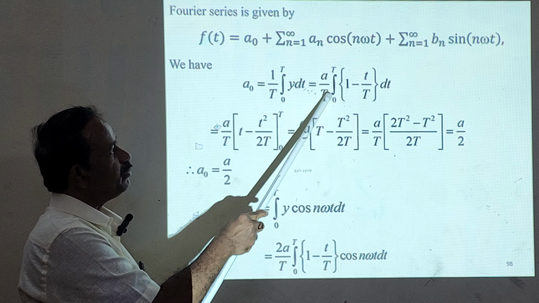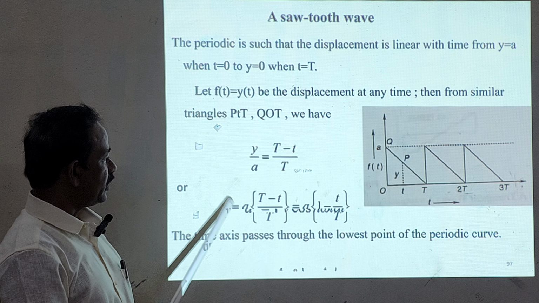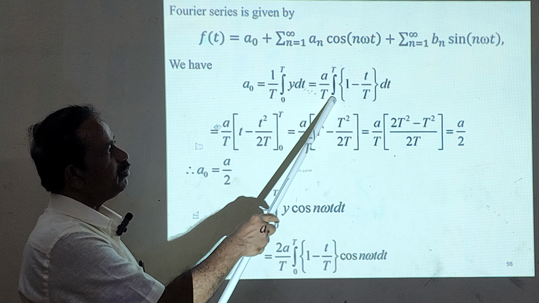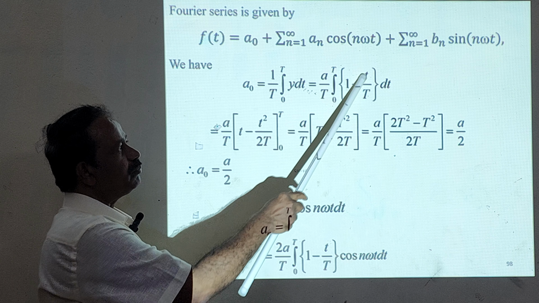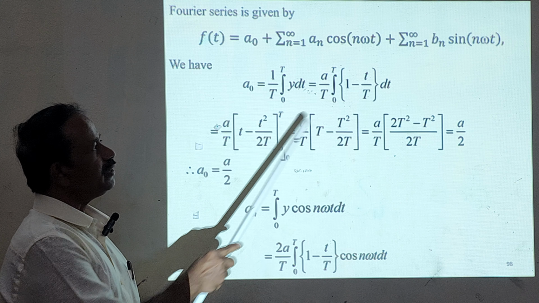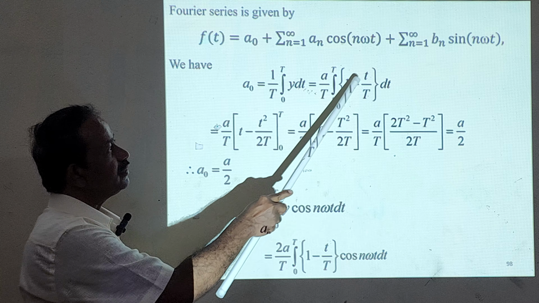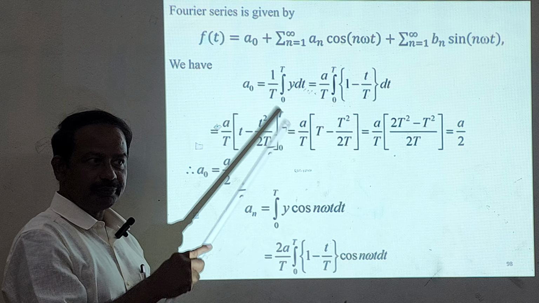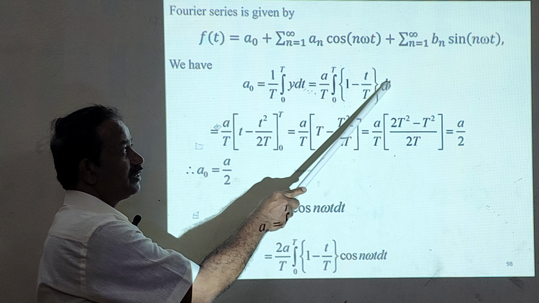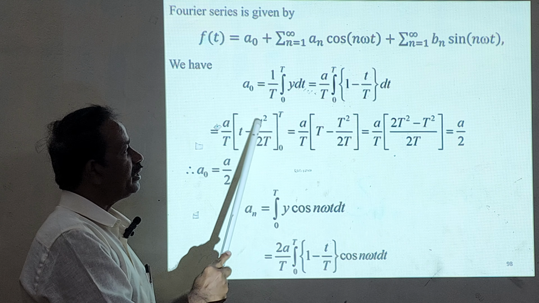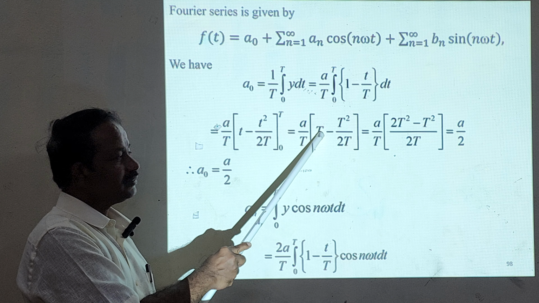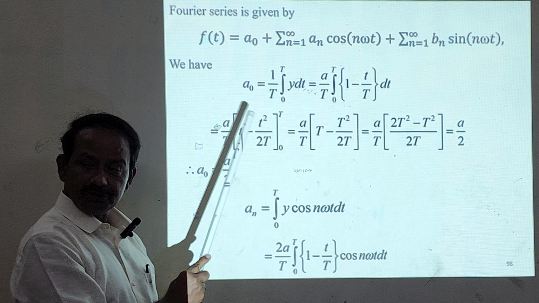So this is equal to A by T. You just substitute for y. We have A by T times the integral from 0 to T of 1 minus t by T dt. After the integration, we have t minus t squared by 2T. We will integrate with respect to only small t. Substituting the upper limit will give you capital T, and substituting the lower limit will give you 0.